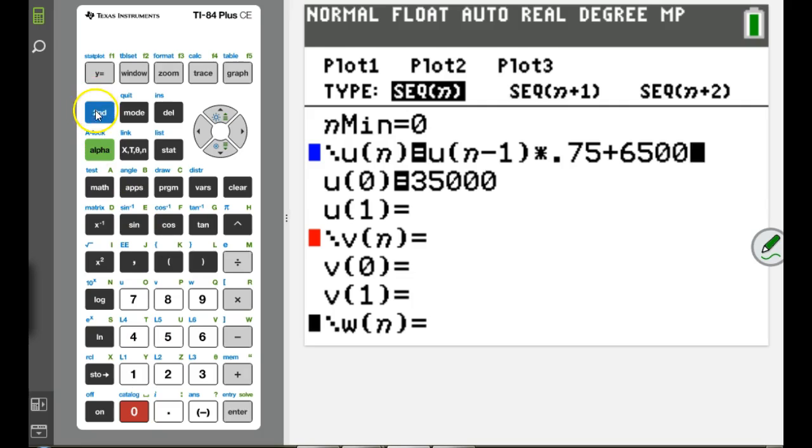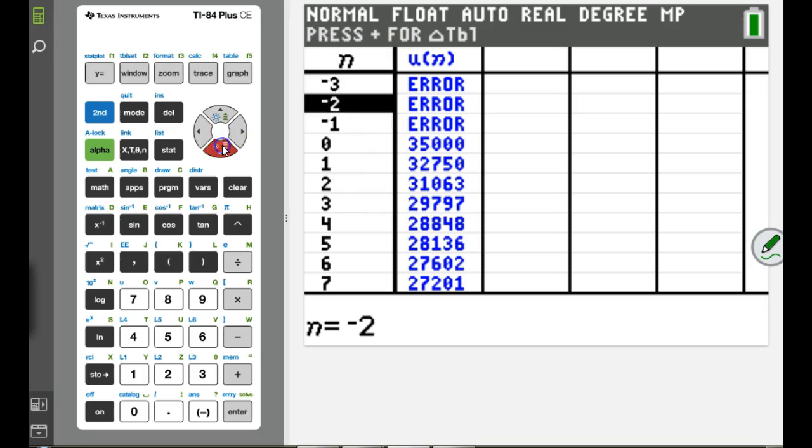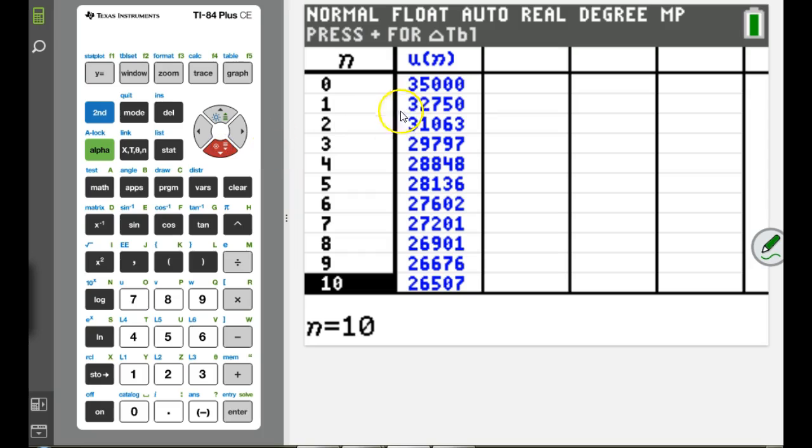If we go to the table now, dun, dun, dun. Oh, I've scrolled down. Did it work for us for term 1? We did term 1 together, remember? It worked? So after 8 years, the population will become 26,901.